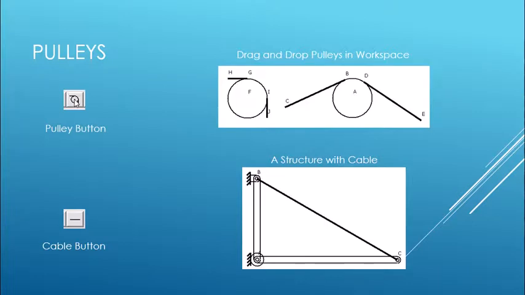You can insert a pulley in your free body diagram with the pulley button, and once the pulley is inserted, it already comes with 2 cables attached to it, and you can click and drag the ends G or H to change the direction of the pulley and the points of contact. The cable button can be used to insert a cable in your structure, and when you insert a cable in your structure, you use the pin buttons to fix the cable to the rest of the structure.